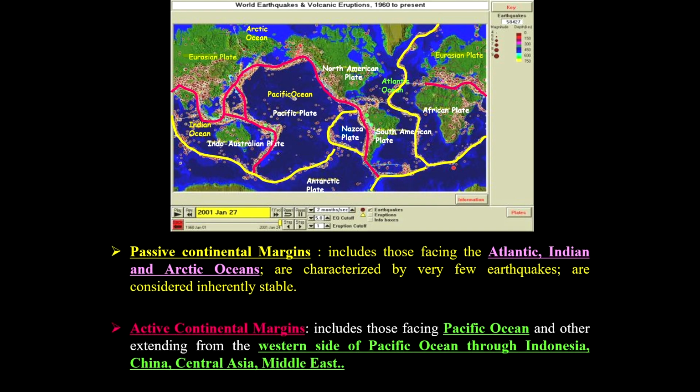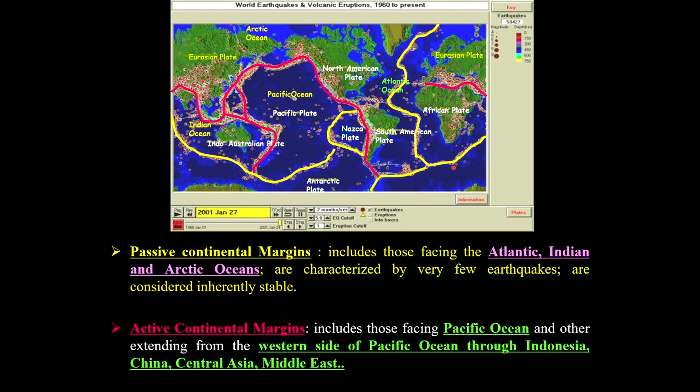Now, active continental boundaries which have been marked include those facing the Pacific Ocean and others extending from the western side of the Pacific Ocean through Indonesia, China, Central Asia and the Middle East. Now, these are the boundaries which are very active and dangerous, because they are capable of producing large earthquakes and mega subduction or mega thrust earthquakes, or mega subduction zone earthquakes.